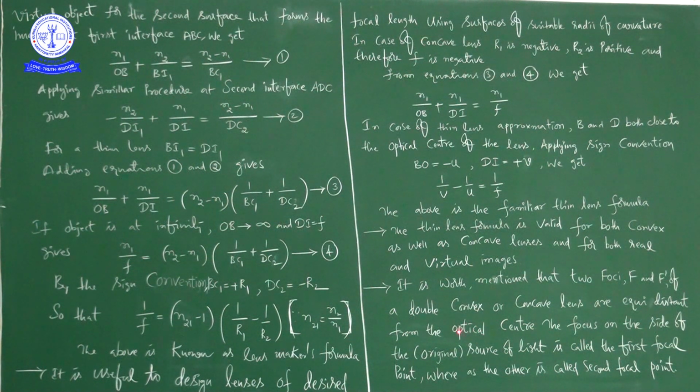The focus on the side of the source of light is called the first focal point, and the other one is called the second focal point.